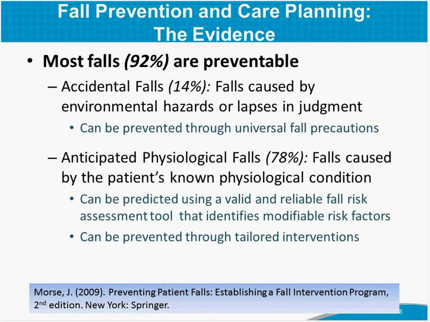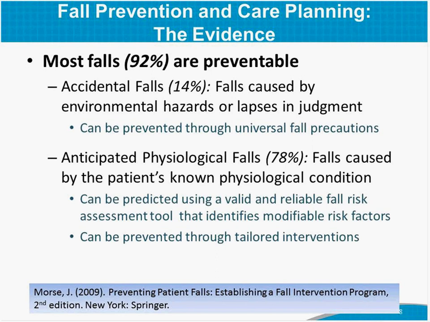So most of you at this point are really fall prevention experts. So you know that most falls are preventable. And preventable falls can be divided up into, according to Dr. Janice Morse's work, accidental falls and anticipated physiological falls. So accidental falls are those falls that are caused by environmental hazards or lapses in judgment. We know that we can prevent these through universal precautions.